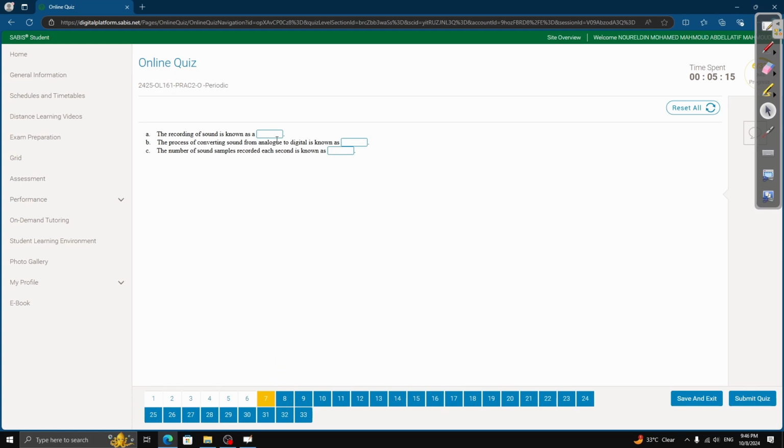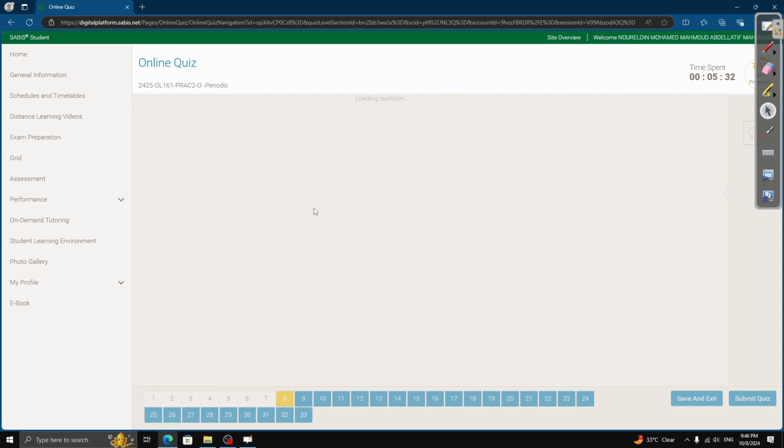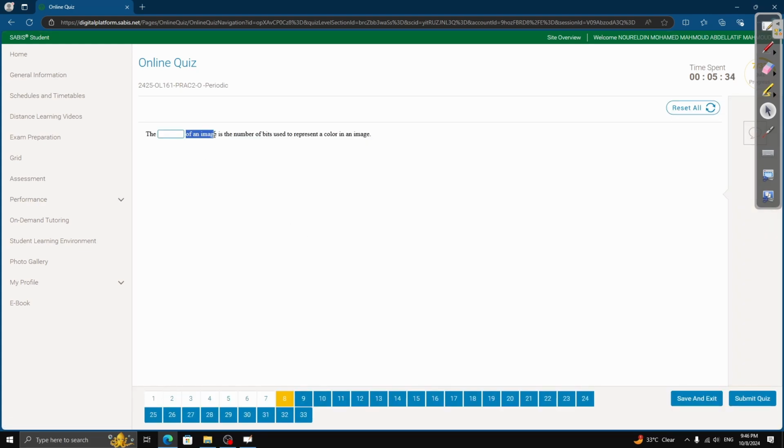The recording of a sound is known as a sample. The conversion of a sound from analog to digital is known as sampling, and the number of sound samples recorded each second is known as sample rate. This one is, once again, memorization. The number of bits used to represent a color in an image is the color depth.